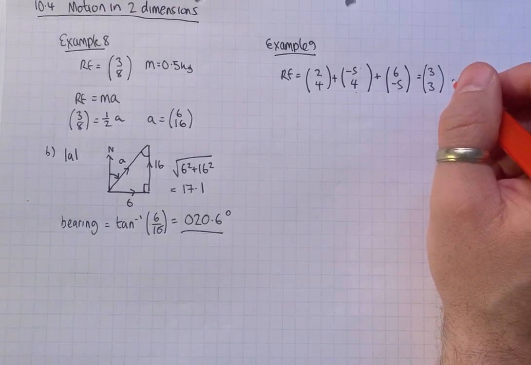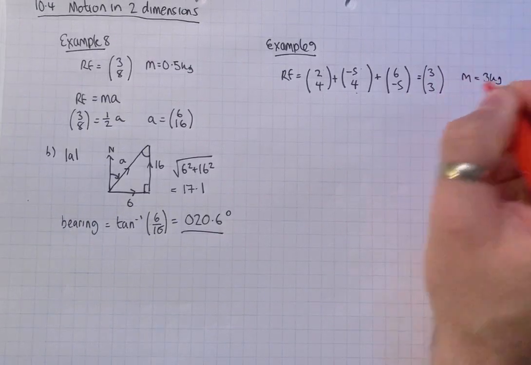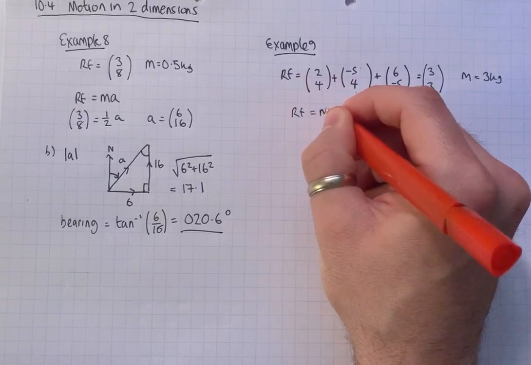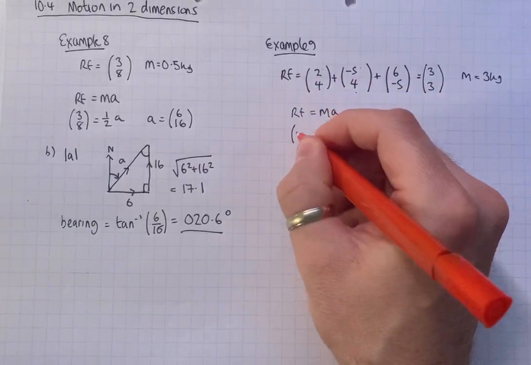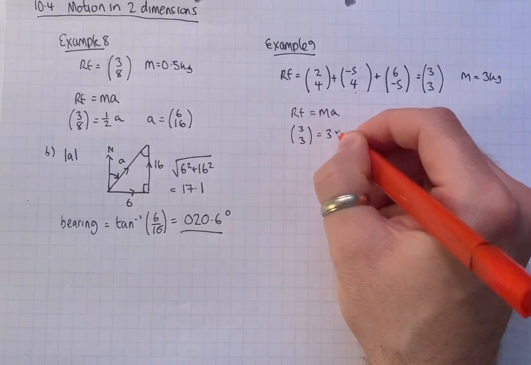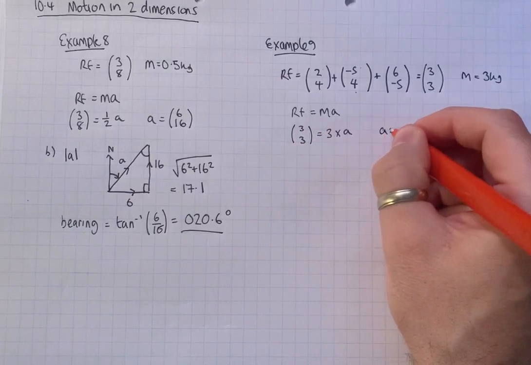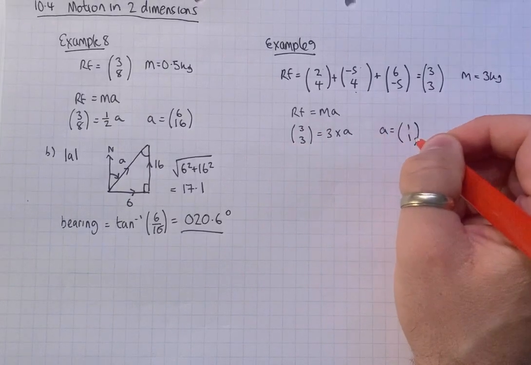And we want to work out the acceleration. So we know the mass equals 3 kilograms. We then use resultant F equals ma. We've got that 3, 3 equals 3 times a. So if you divide everything by 3, a must be 1, 1.